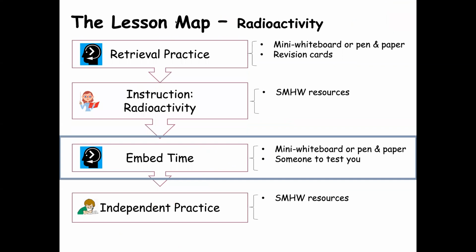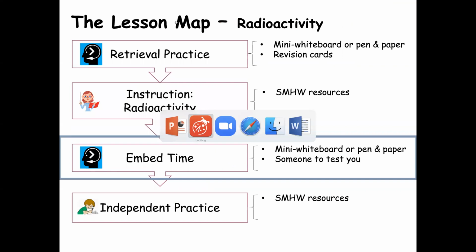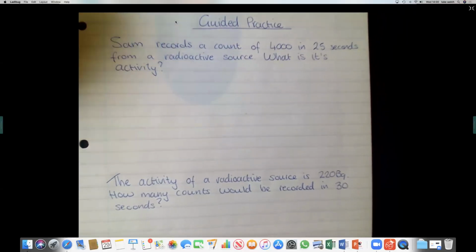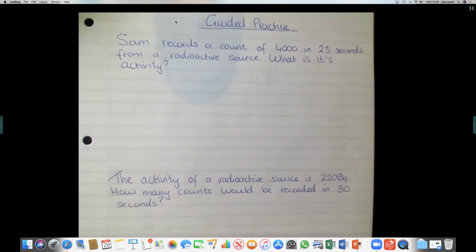Moving on, we're now going to do some guided practice. Now you've embedded all that new information, I'm going to go through two examples together. Okay, first question. Make sure you're writing these questions down. You can write them down just as I have, or you can print off the sheets provided.